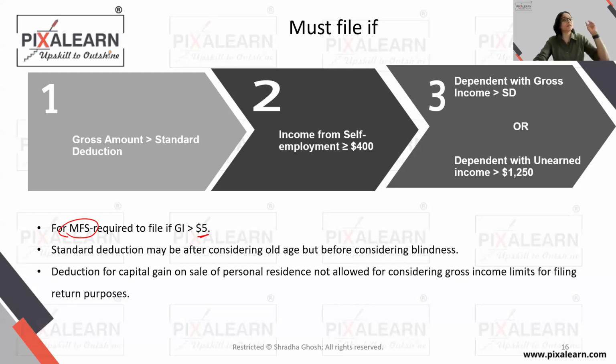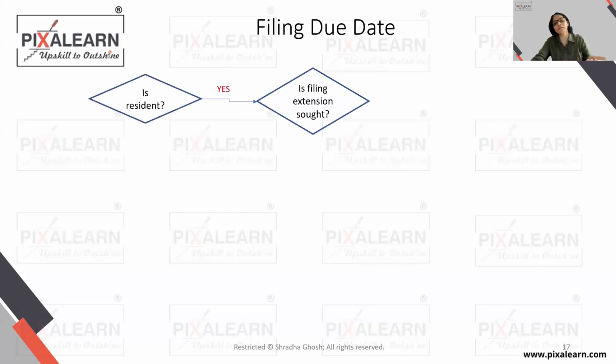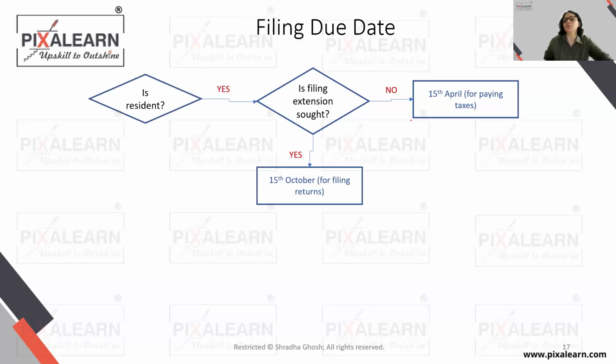So what we've done: the nationality, filing status, who needs to file. What is the due date? Generally, the due date is 15th of April. There is an automatic extension. What do you mean by automatic? Automatic means I file a form and I don't have to wait for the IRS to approve. The moment a form is filed, I get an automatic 6 months extension. But those 6 months are not for paying taxes. It's just for filing the returns.